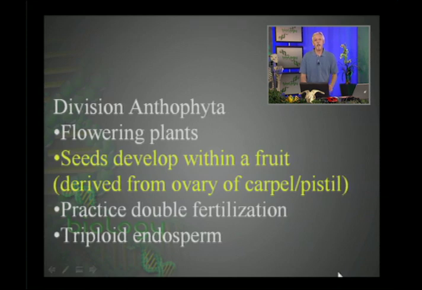Another way of defining the flowering plants is that they practice what's known as double fertilization, and we'll get to that in a minute, but this means that both of the sperm that are produced by the pollen grain will actually have a function here. And they produce a triploid endosperm instead of the haploid endosperm that we saw in the gymnosperms. So again, I would suggest you look at the overall life cycle, review the life cycle of gymnosperms before we get into the life cycle of the flowering plants.